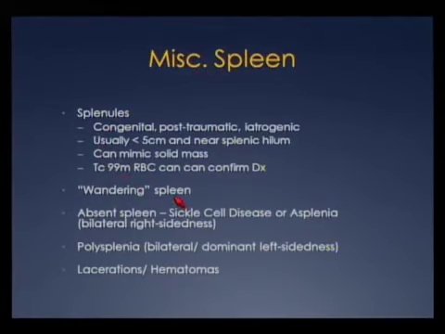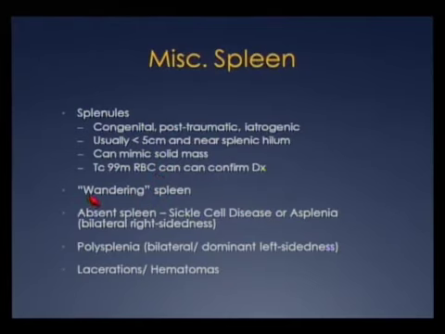Just miscellaneous spleen. Splenules we see very frequently in individuals. Most of the time we can tell they're splenules because they look exactly like the spleen. They're just smaller, maybe a little bit more round. However, if you're not sure, you can do a nuclear medicine tagged red blood cell study to confirm the diagnosis.